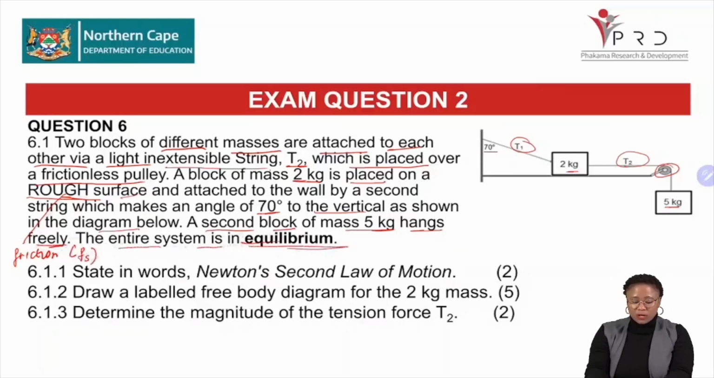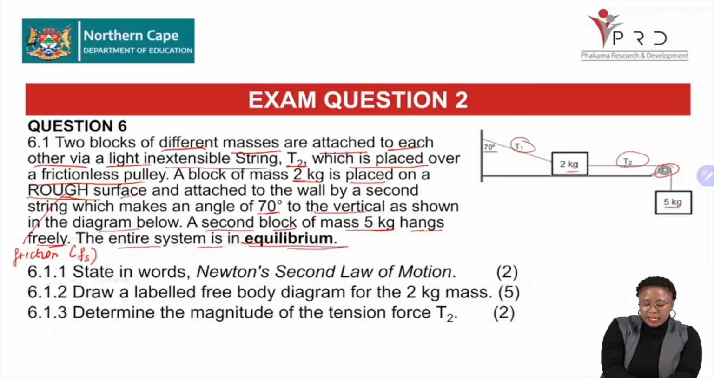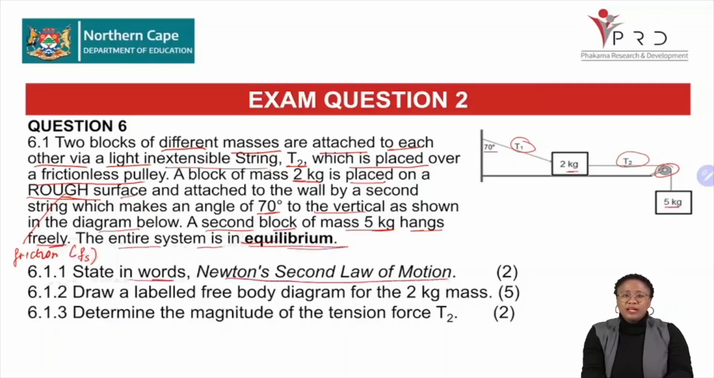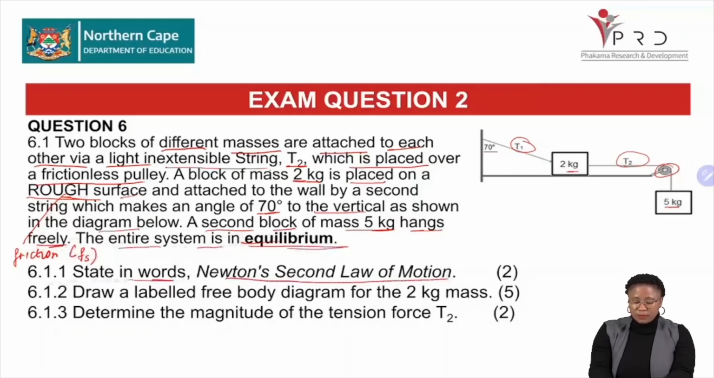Now let's quickly look at 6.1.1. It says, state in words Newton's second law of motion. Guys, we've already done it with the first one. So even this one, I know you got it correct. Newton's second law is when a net force acts on an object, the object will accelerate in the direction of the net force with an acceleration that is directly proportional to the force and inversely proportional to the mass of the object. I hope you got that one correct.